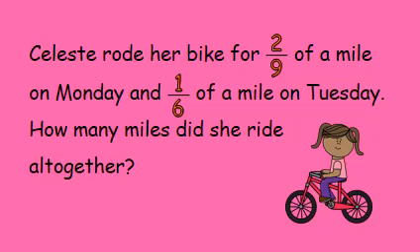We know that Celeste rode 2/9 of a mile and 1/6 of a mile. The question now asks, how many miles did she ride all together? What is the keyword? All together. And what does all together mean? That you are going to add the fractions. That is correct.